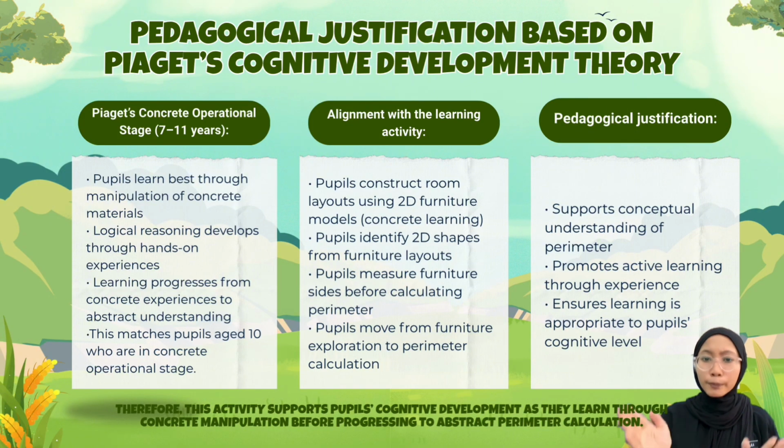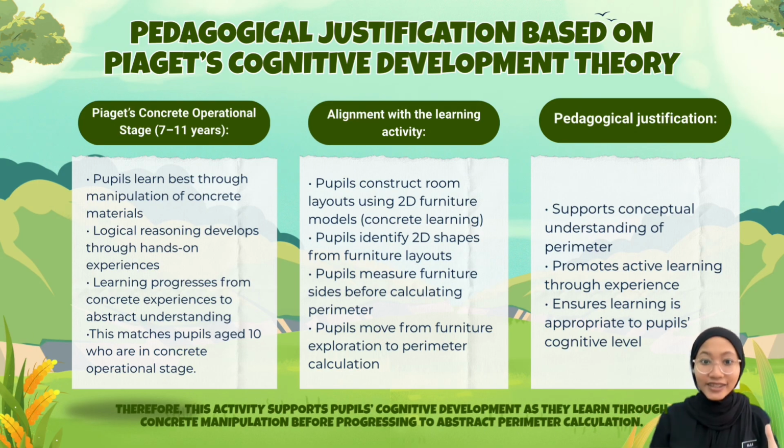Through this process, pupils move from furniture exploration to perimeter calculation, showing the transition from concrete learning to abstract mathematical understanding as suggested by Piaget. From a pedagogical perspective, this activity supports pupils' conceptual understanding of perimeter because they understand the meaning before calculating. It also promotes active learning through experience since pupils actively explore and measure rather than just listen.